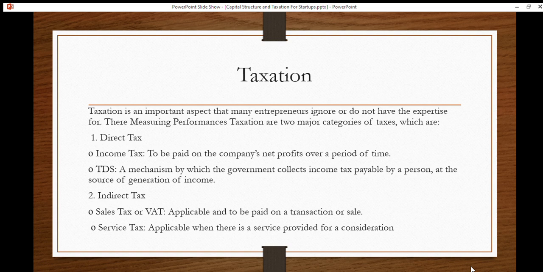Indirect tax has two things. One is sales tax or VAT, applicable and to be paid on a transaction or sale. The other is service tax, applicable when a service is provided for a consideration. But now these are merged into GST, that is goods and service tax, which is indirect taxation. So basically these are the taxation measures which you must know.